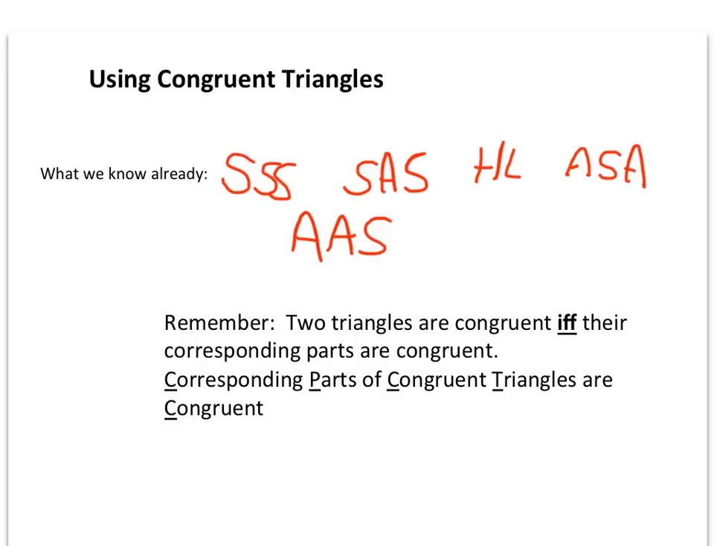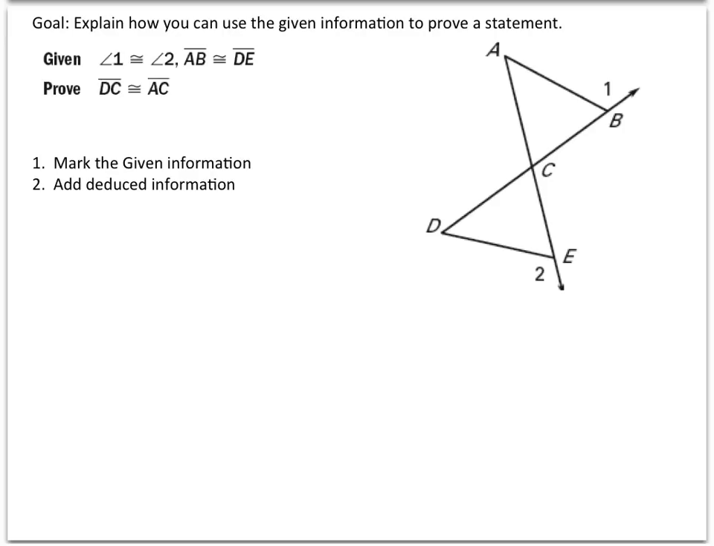And remember, 2 triangles are congruent if and only if their corresponding parts are congruent. So this goes both ways. If you have the corresponding parts congruent, then these 2 triangles are congruent. So that if and only if is a two-way implication. And we call this the corresponding parts of congruent triangles are congruent, and we're going to use this a lot. So instead of writing that really lengthy sentence, we're just going to write CPCTC. Just remember that means that all the parts of the triangles are congruent.